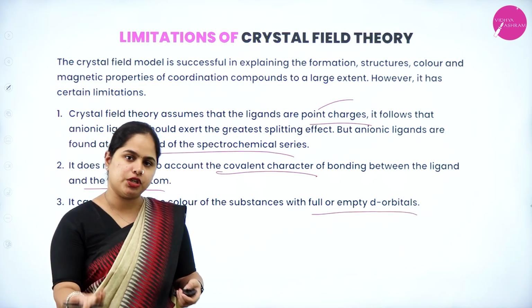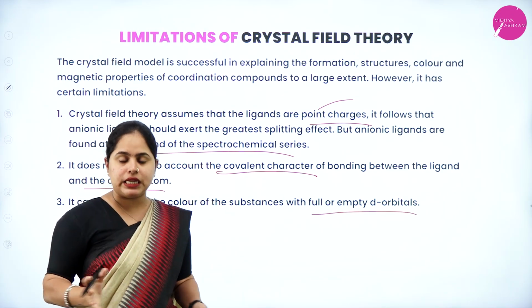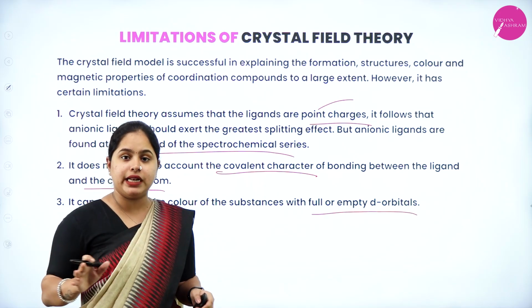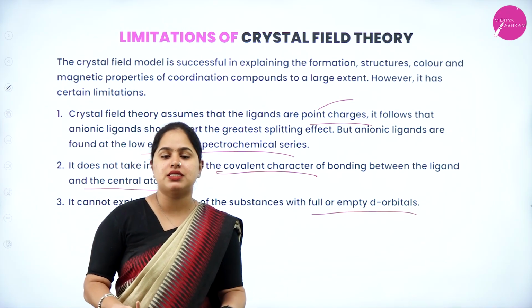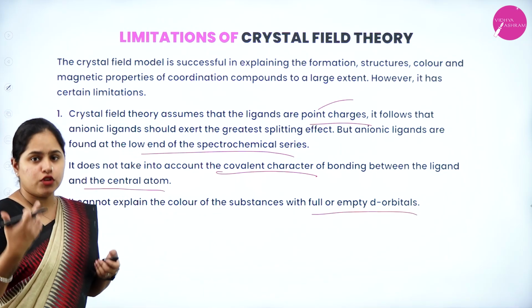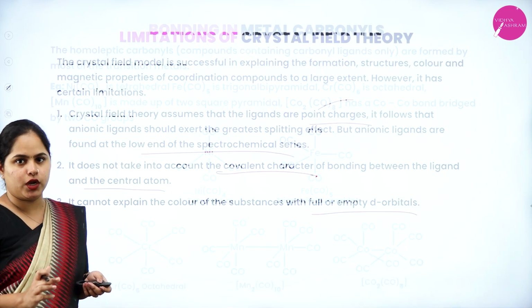Because of the d-d transition, colors will be shown. But if the d orbital is completely filled, or completely empty, will it show any colors? It will show, but how does that happen? The explanation for it was not given by the crystal field theory. So I hope it is clear.